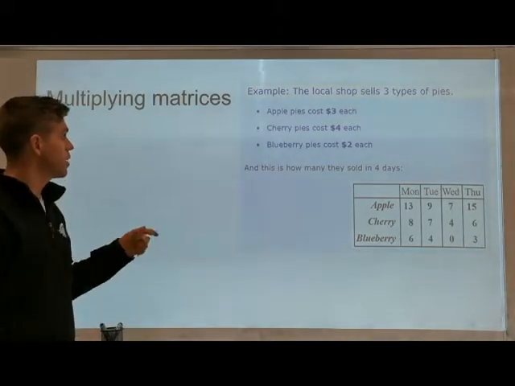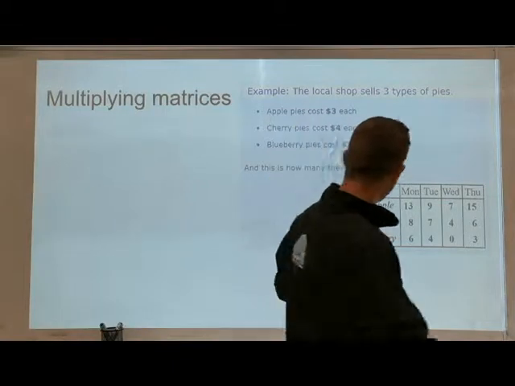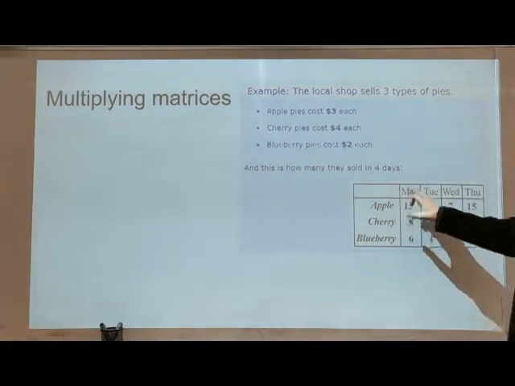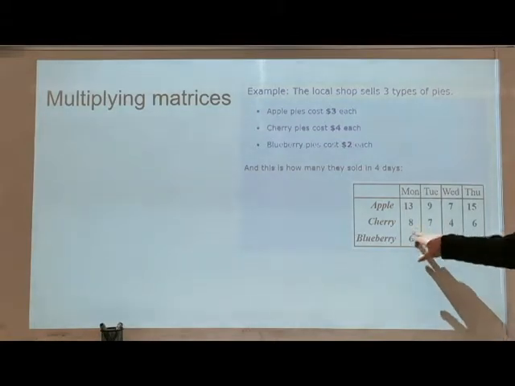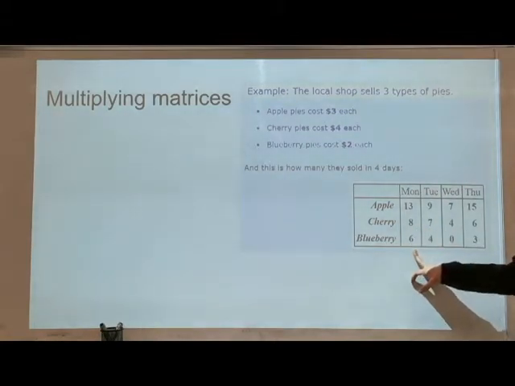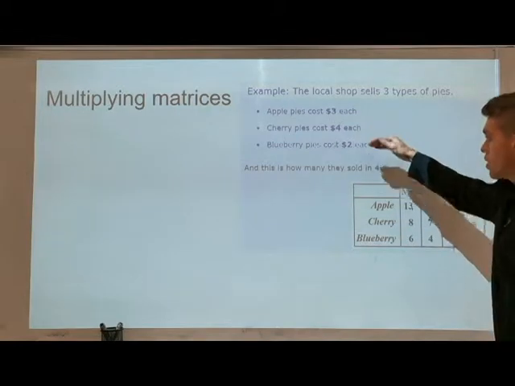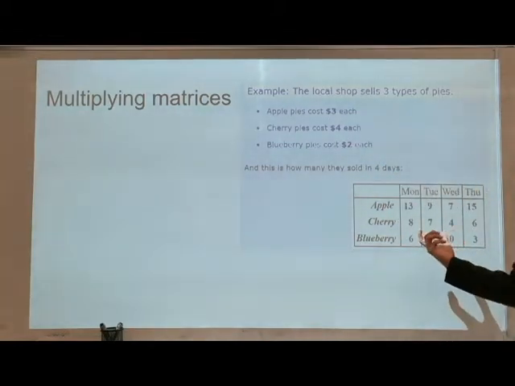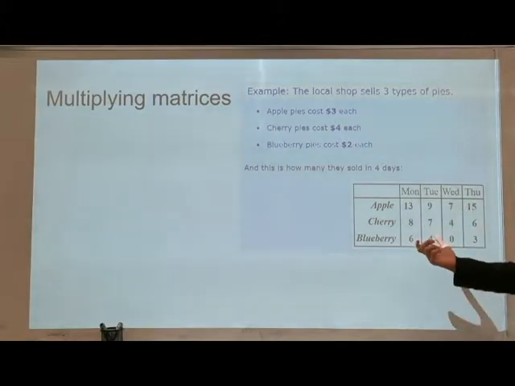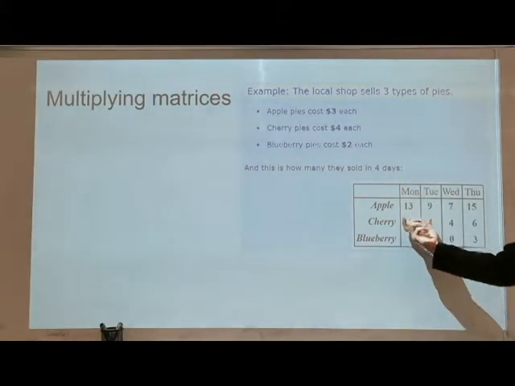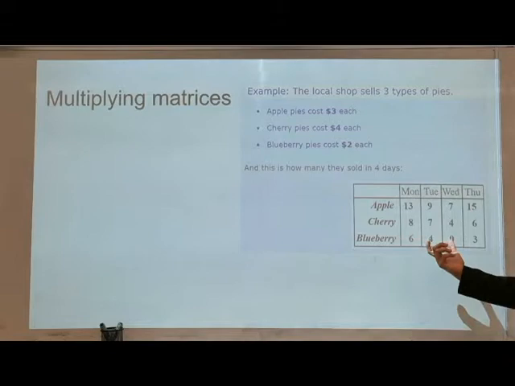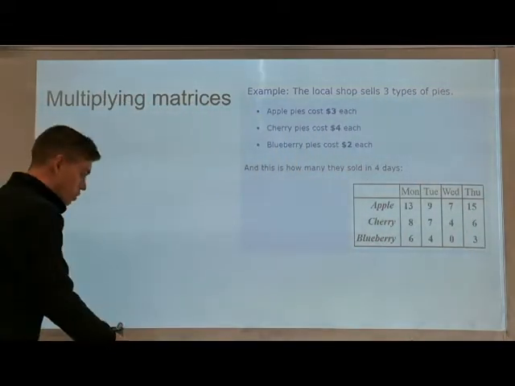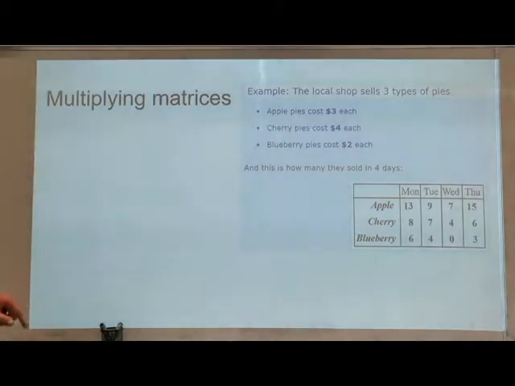So to begin with, this is an example of where different types of pies were sold over the week. On Monday, 13 apple, 8 cherry, and 6 blueberry pies were sold, and they each have their corresponding values of how much they sell for. So as a very quick test, what was the total cost on Monday of all of these pies? Just pause the video and have a go at answering what was the total cost of those 3 pies sold on Monday.